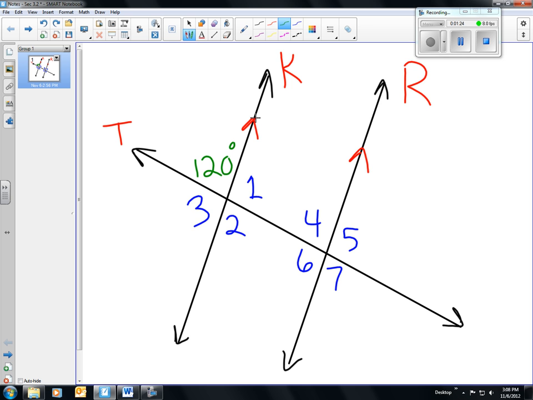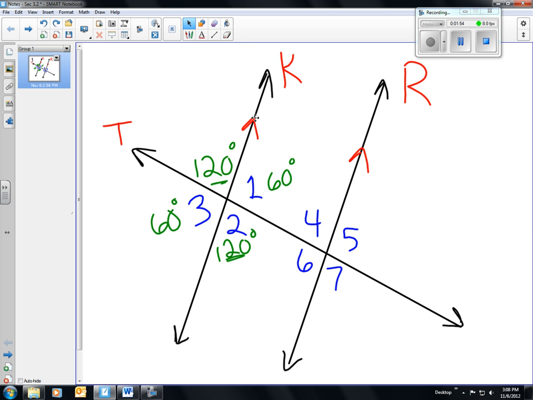Angle 2 here is going to be equal to 120 degrees because it's a vertical angle with this one here. So 120 and 120. Then we can say linear angles between 3 and 2, that enables angle 3 to be 60 degrees. And the same similar concept with angles 1 and 2. Angles 1 and 2 are linear, so this is going to be 60 degrees here.